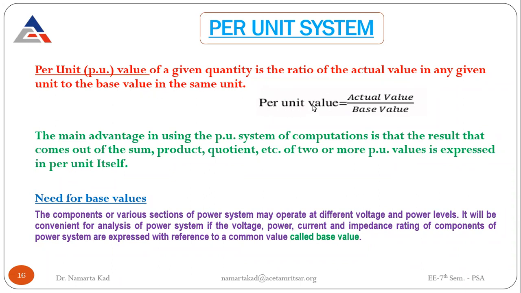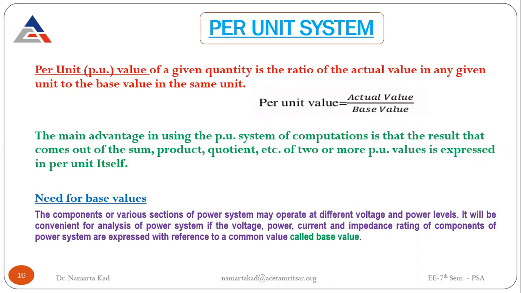Like if you want to calculate the per unit value for any voltage source, then you have to calculate its ratio: its actual value, maybe 220 volts, divided by its base value, and that base value is selected for the whole system as one base value. Like for a whole substation, one base value for voltage is selected as 220 volts, say, and its actual value may also be 220 volts. Then the per unit value comes out to be 1.